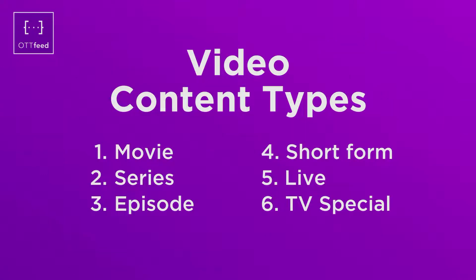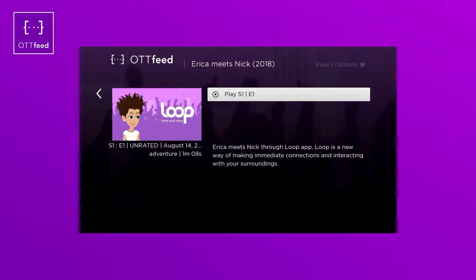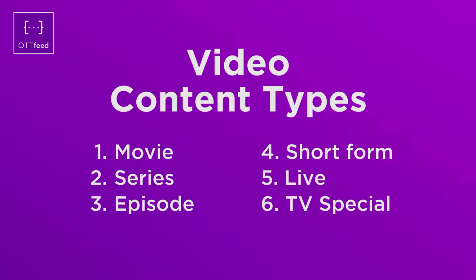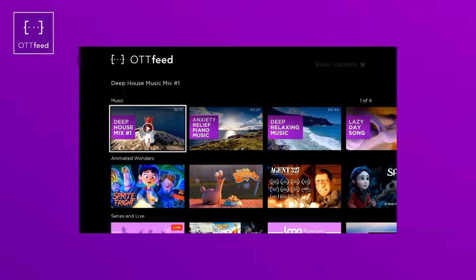Next one is an episode. Episode is a single content item that belongs to a series. Then we have a short-form video. Short-form video is a standalone content that is not a movie or a TV show, and it plays directly from the home screen.